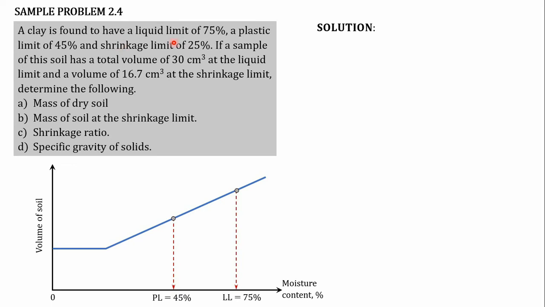And our shrinkage limit is 25%. Okay, so where is our shrinkage limit located? It is here, equivalent to 25%. Let me repeat: when we say shrinkage limit, the properties of the soil is saturated, which is composed of water and solid particles.